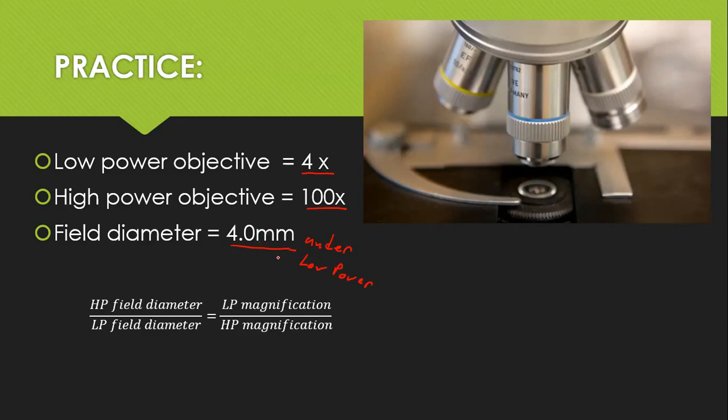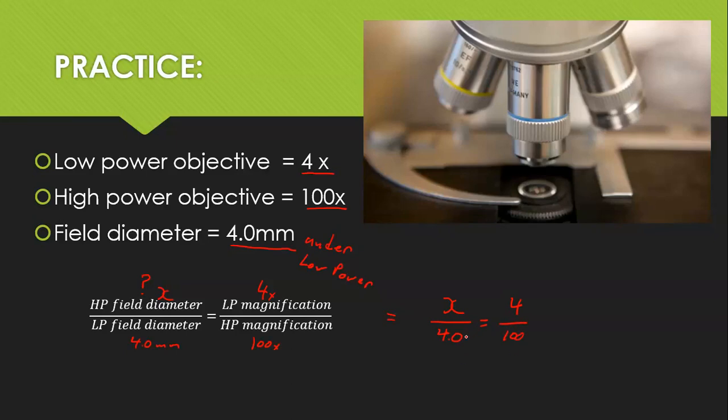So now I just take these numbers and plug them into this formula. What I'm trying to determine is the high power field diameter. That's my unknown, so I'm going to call this X. The low power field diameter is 4.0 millimeters. My low power magnification is 4 times, and my high power magnification is 100 times. So I can write the formula as X divided by 4.0 is equal to 4 over 100.